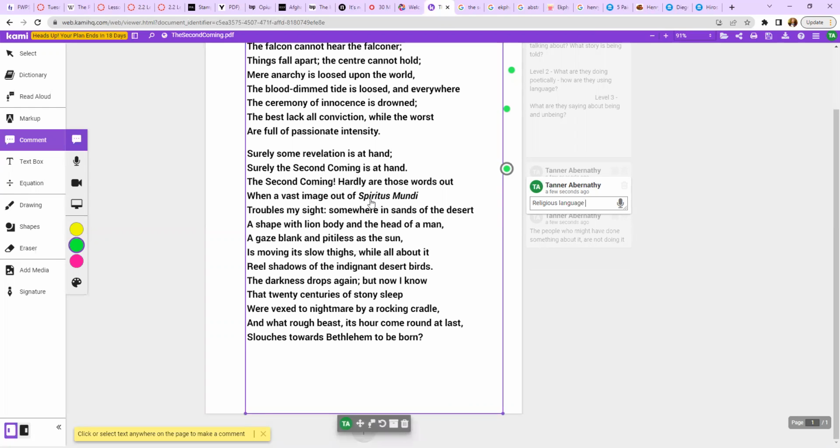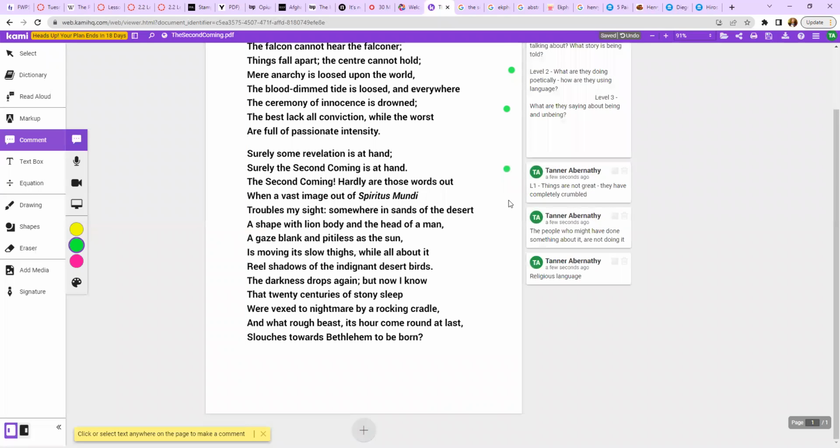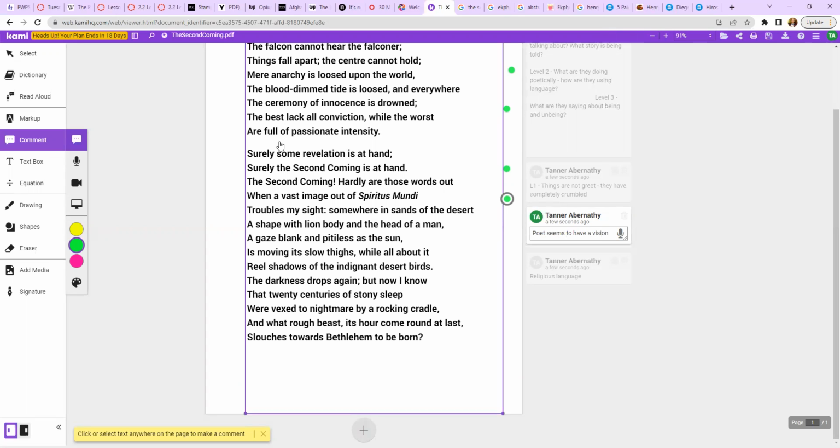When a vast image out of Spiritus Mundi... So now the poet seems to have a vision. The book of Revelation is a prophecy given to this guy John, who's kind of trapped on an island, and he wrote it all down. And here we see the poet is also having a similar kind of vision. Hardly are those words out when a vast image out of Spiritus Mundi.